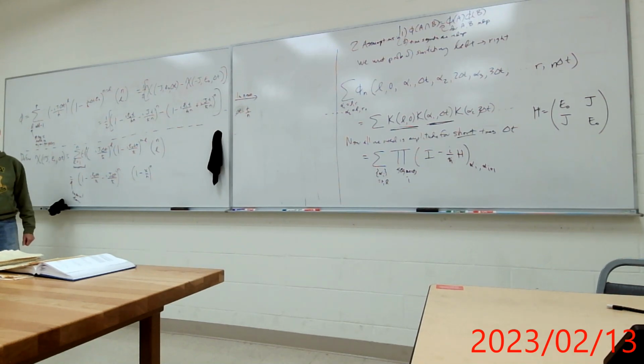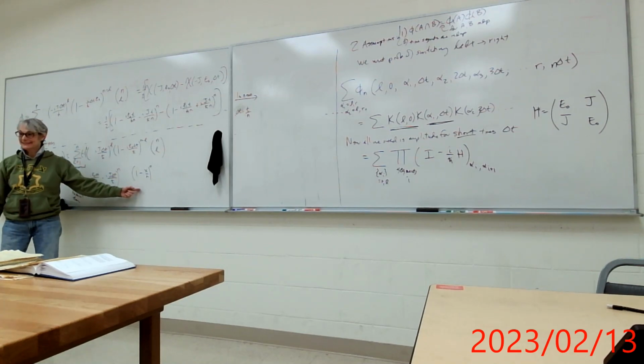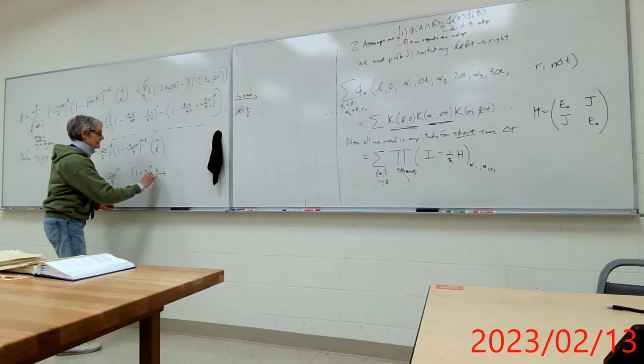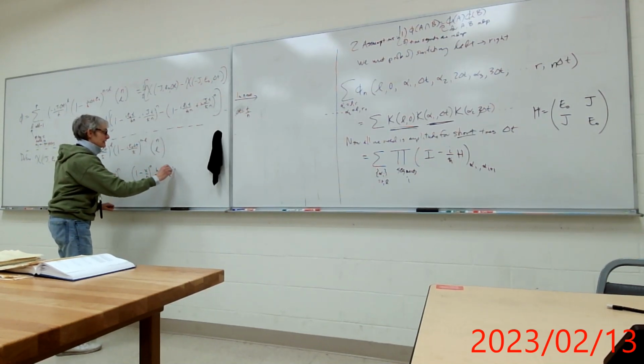I know what you're thinking, Octavio, and it's right. Don't be scared. It's all right. This is the exponential. The limit as n goes to infinity is e to the minus x.